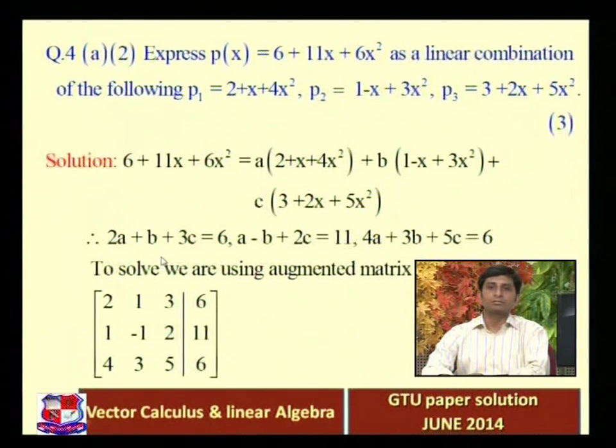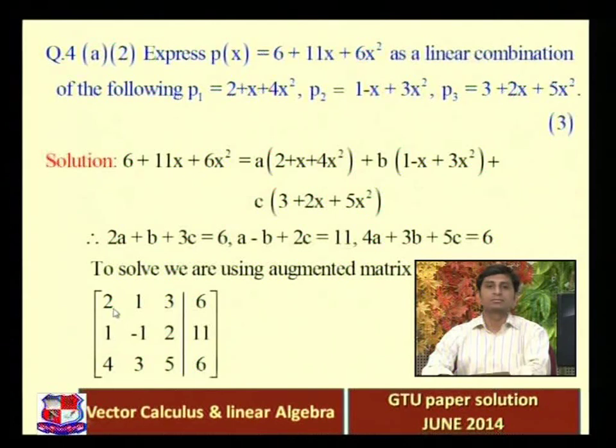So 2a plus b plus 3c is equal to 6. a minus b plus 2c is equal to 11. 4a plus 3b plus 5c is equal to 6. To solve, we are using an augmented matrix.